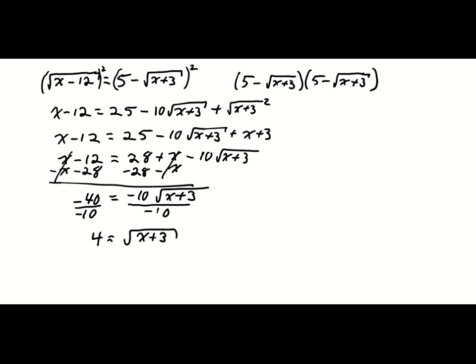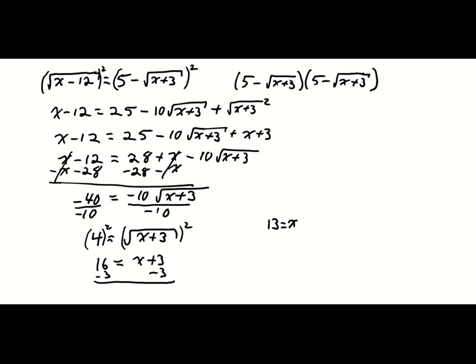So now we have our square root by itself once again. And so we get to square both sides as we did in the first step. It's a little easier this time because when we square 4, we get 16. And when we square our square root, they cancel out, leaving us with x plus 3. We finally got rid of all the square roots, and we can simply solve for x, in this case subtracting 3. And we get 13 is equal to x.